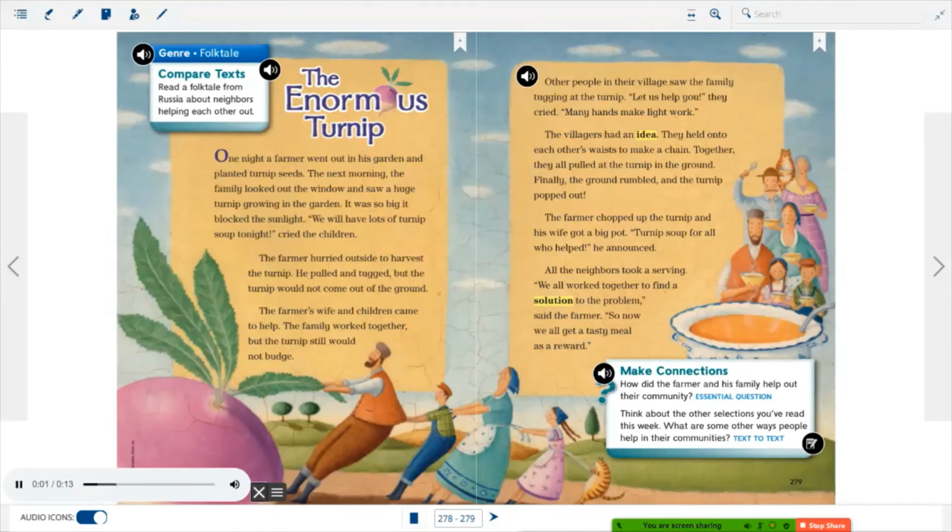Make connections. How did the farmer and his family help out their community? Think about the other selections you've read this week. What are some other ways people help in their communities?